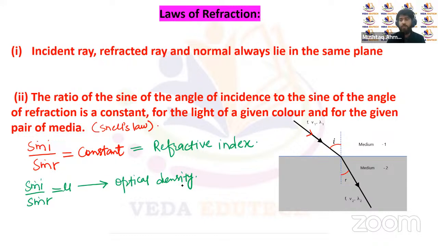Normal density is defined as the mass per unit volume, but this is optical density. It gives us an idea about the speed of light in different mediums. So this ratio will always be constant between the two mediums at which the refraction takes place. This is what we call Snell's law. These two laws will be followed at every interface where the refraction takes place.